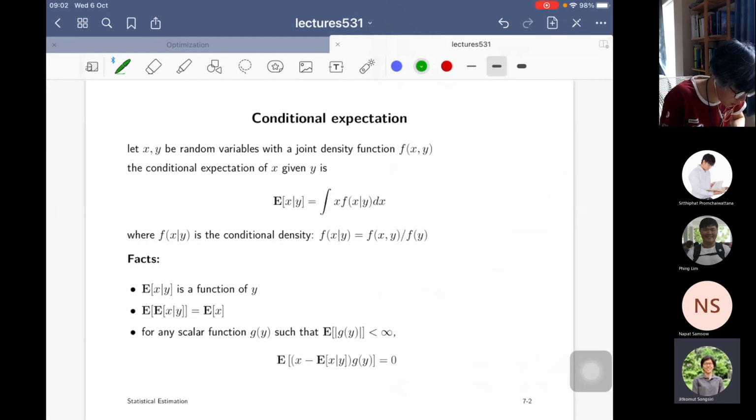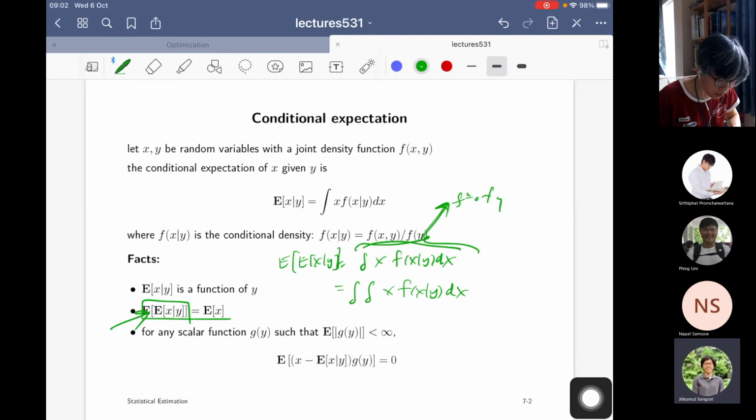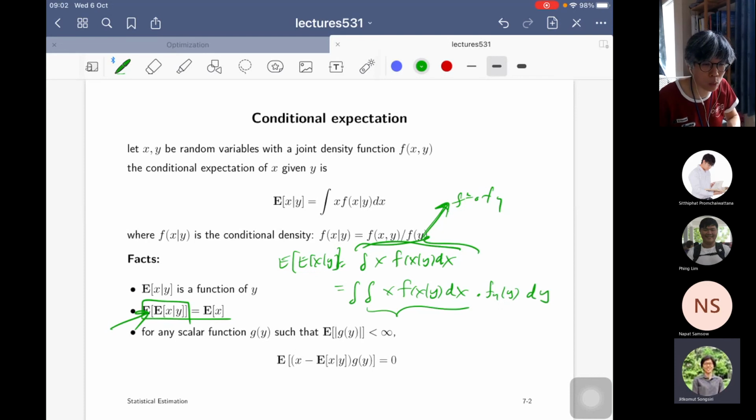All right, so I'm going to show the left-hand side. E of x given y, by the definition, is this, right? This is supposed to be a function of y. So I'm going to find the expectation again. What's the next step? If I find the expectation of this again, I should integrate it with respect to which distribution? Y. So I should multiply it with f_y dy, and then integrate with respect to y.